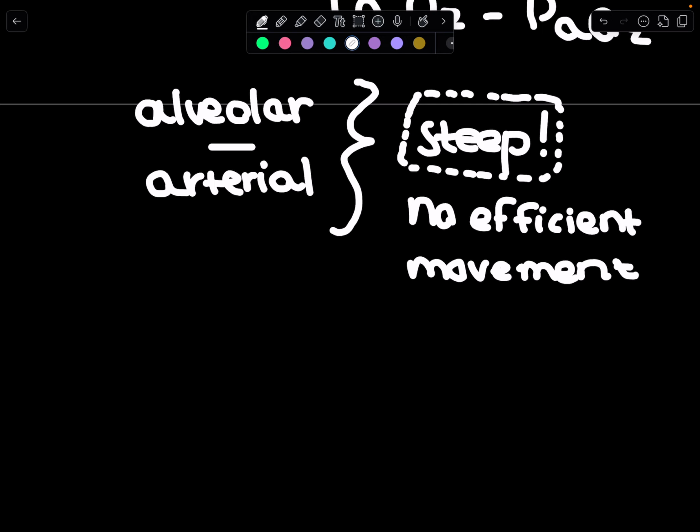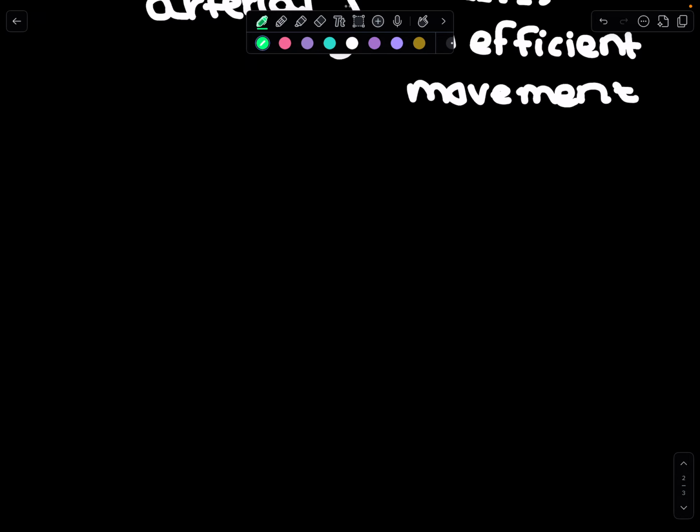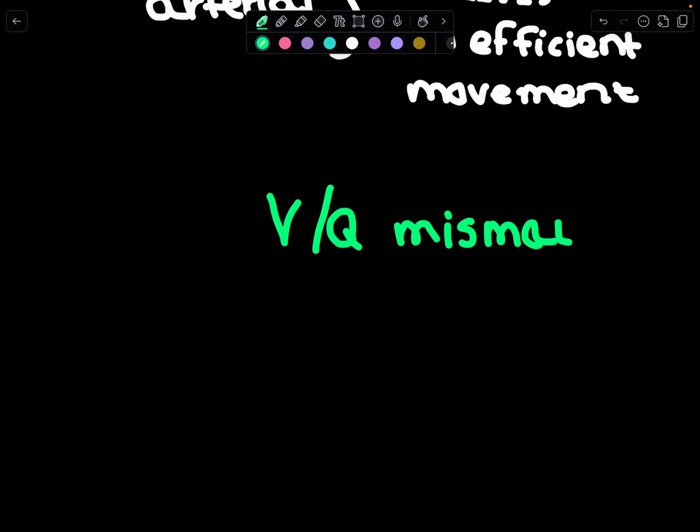Okay. So let's talk now about ventilation perfusion mismatch and right to left shunt. How would these cause a raised AA gradient? Ventilation perfusion, VQ mismatch, and right to left shunt both increase the AA gradient by reducing how much oxygen gets from the alveoli into the arterial blood.